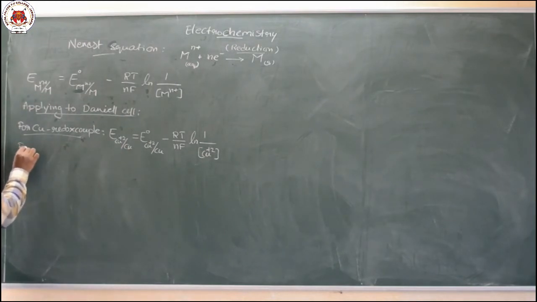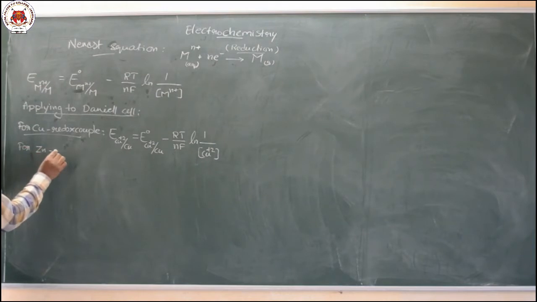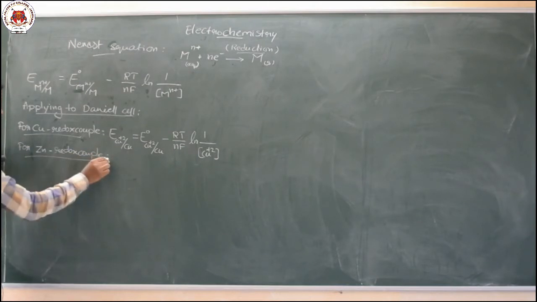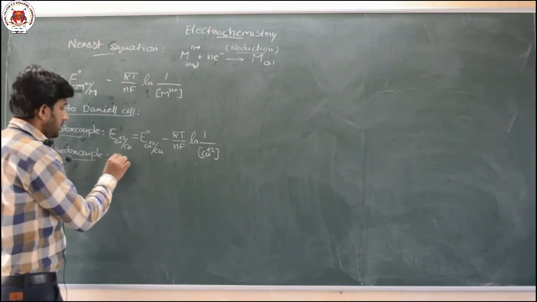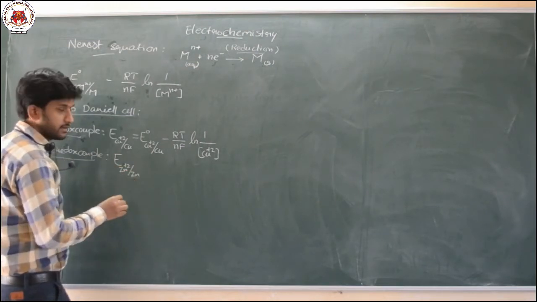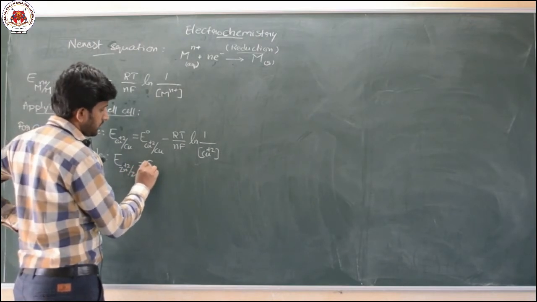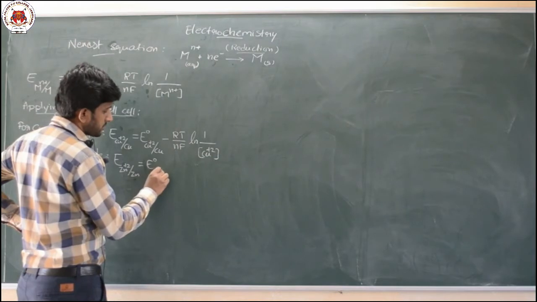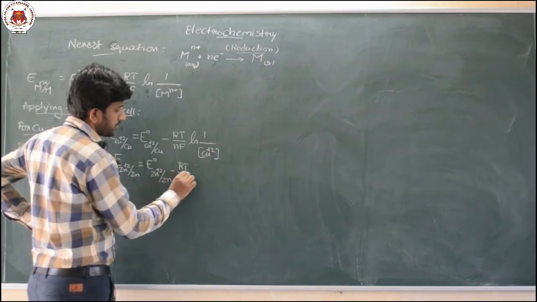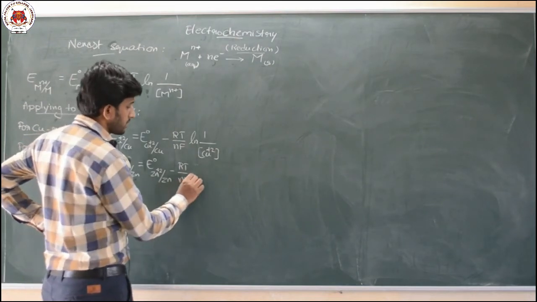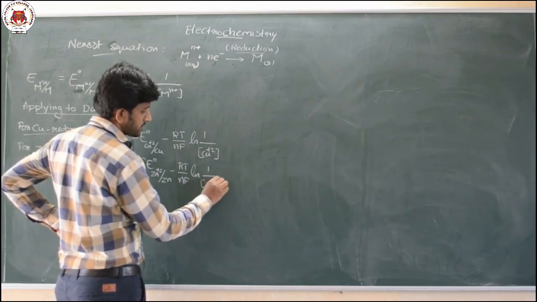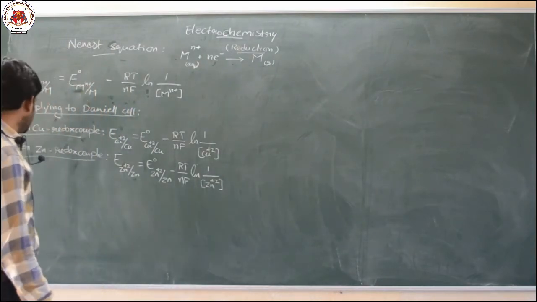Similarly for zinc, applying the equation for the zinc redox couple, considering reduction takes place: E of Zn^2+/Zn is equal to E naught Zn^2+/Zn minus RT by nF ln 1 by Zn^2+ ion concentration, right.